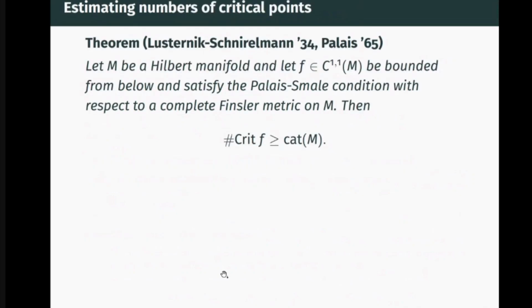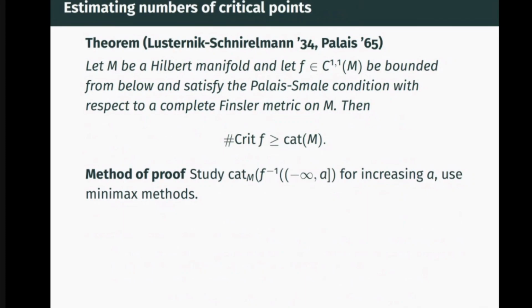So I will go back to this critical point aspect again. This is a theorem I had before in part 1 already on my slides, the classic Lusternik-Schnirelmann theorem. The number of critical points of a function on a Hilbert manifold, which has the Palais-Smale property and this differentiability property, is bounded from below by the Lusternik-Schnirelmann category. This is now just a very general thing. So this is the number of critical points.